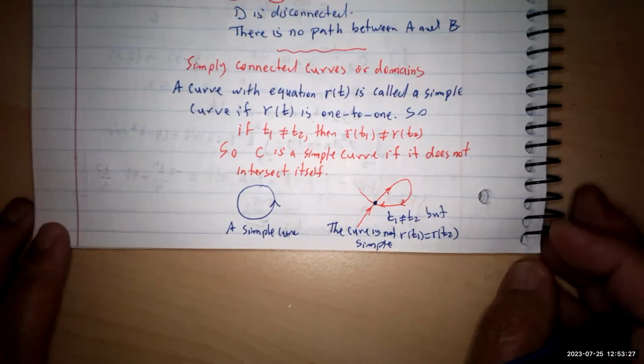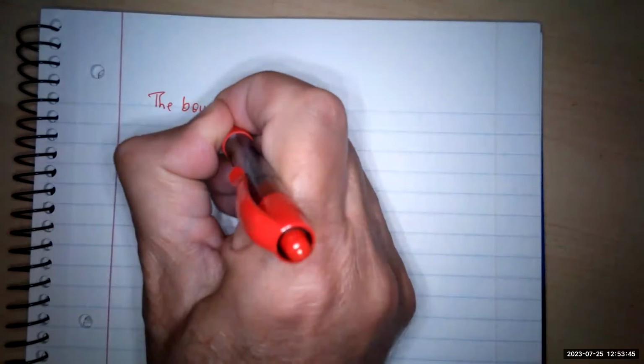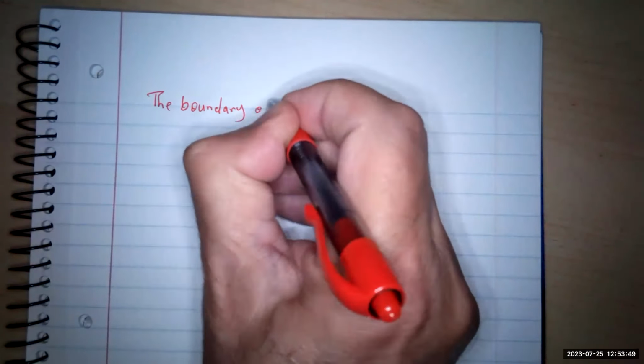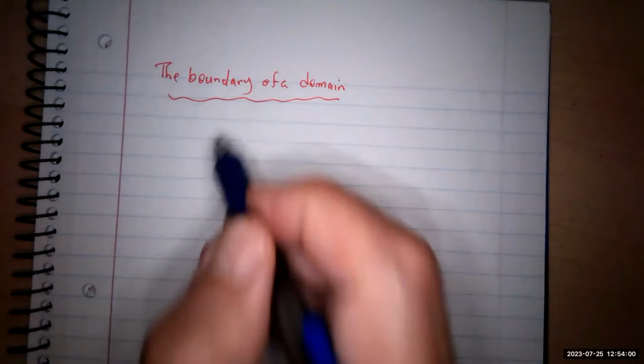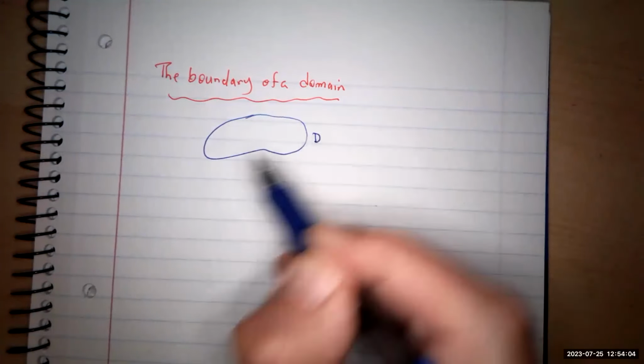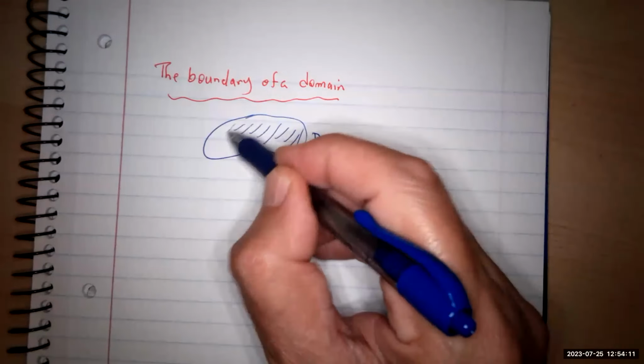Now one more expression that would take us to Green's theorem is the boundary of the domain. Again, this is a topological term. What is the boundary of a domain? You see, if this is going to be your domain, there's going to be a closed curve. This is your domain and your points are here. This domain can be enclosed by its boundary. So the boundary is going to be a curve C.